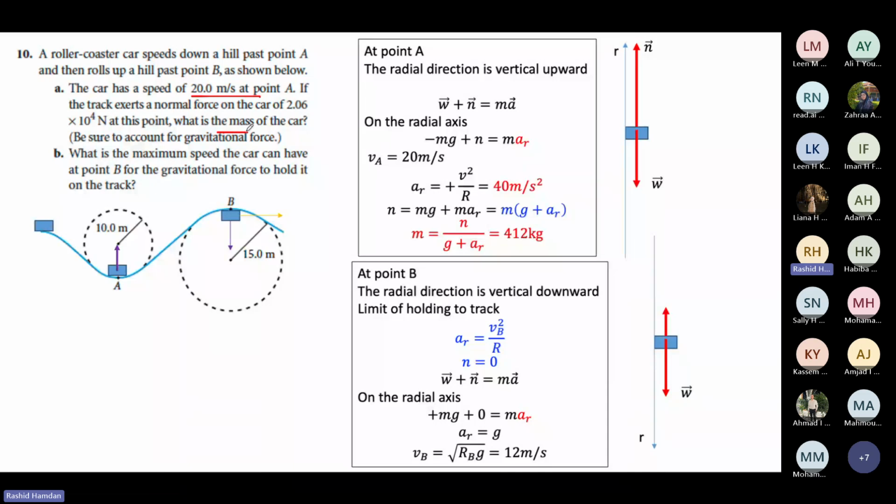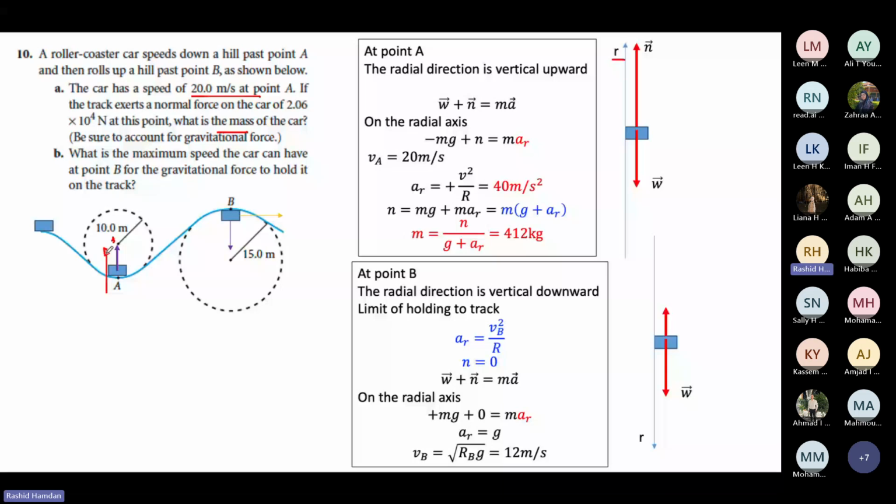At point A, I have the weight vertical downward and the normal reaction vertical upward. I'm going on a vertical circle, so the radial direction is upward. The center of the circle is above me, so this is the center of the circle, and this is the radial direction. So I have W plus N equal to mA. I project on the radial direction.